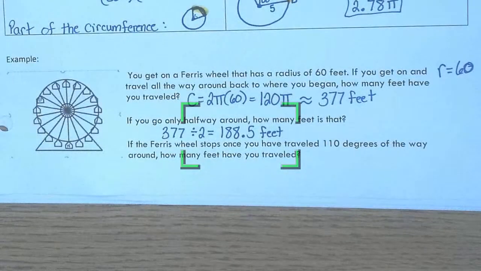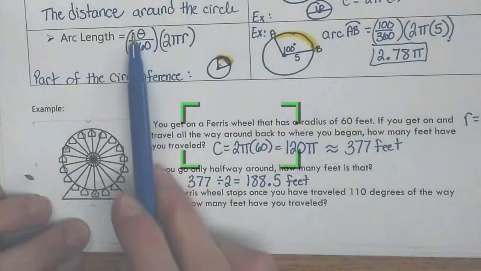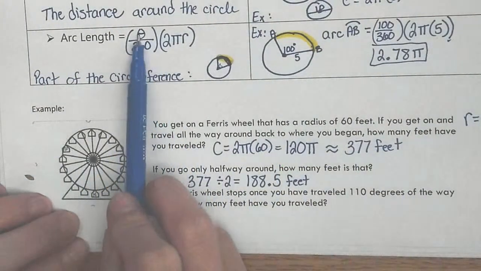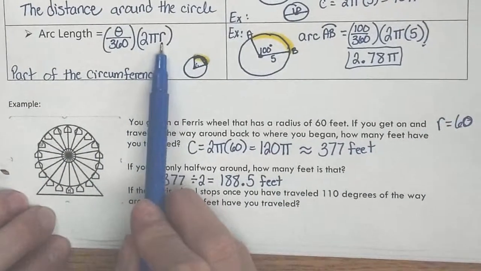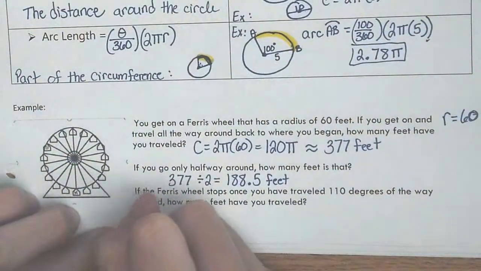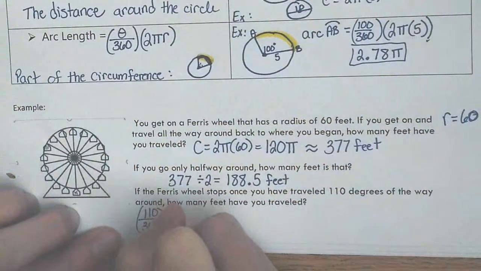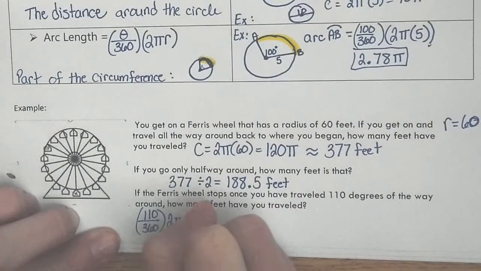And then finally, if the Ferris wheel stops once you've traveled 110 degrees, how many feet have you traveled? So this is where our arc length, where we have an angle measurement given to us, is going to come in play. So theta is going to be the 110. My radius stays the same. It stays, what was it, 60. So I have 110 over 360 times 2 times pi times 60.